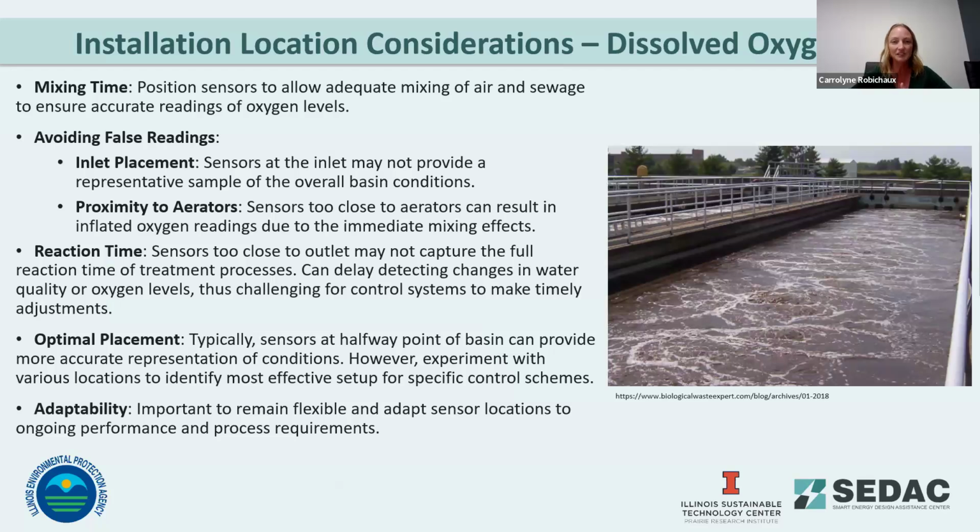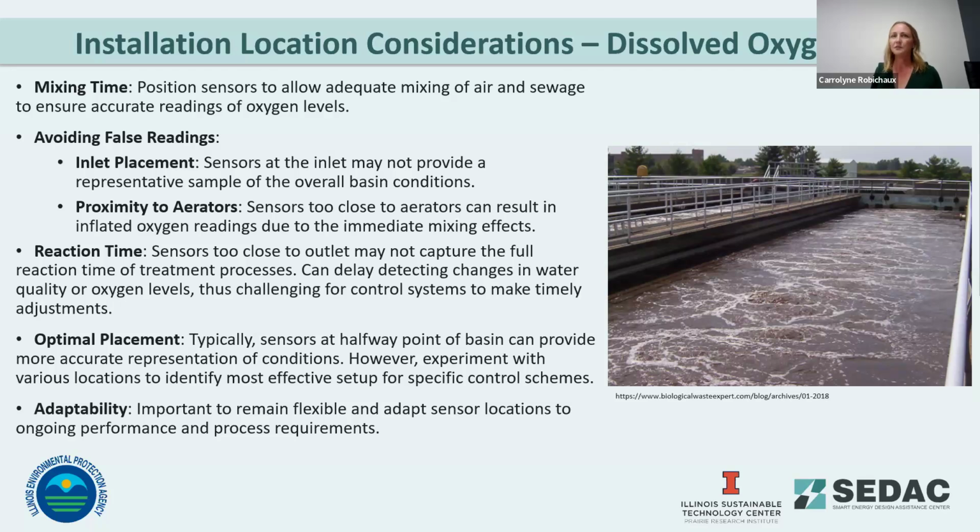So specific to dissolved oxygen probes, we're going to need to look at the mixing time. If you're putting that probe right where the influent comes into an aeration basin, then you're not going to see any real readings of the DO probe as it goes down the process because you don't have enough mixing time. If you want to indicate a very low level of DO, then yes, you can put in a sensor at that location.